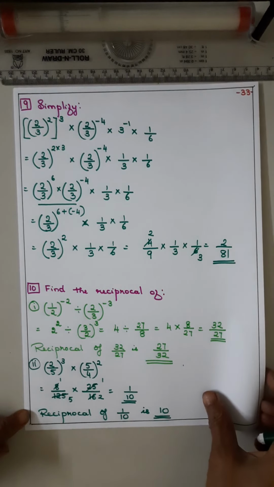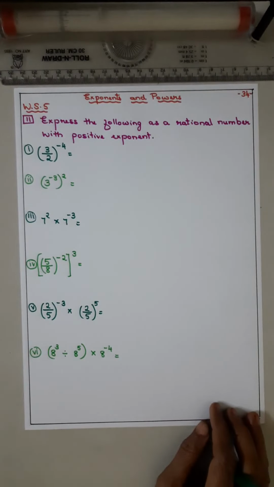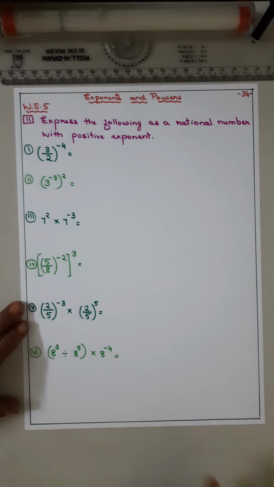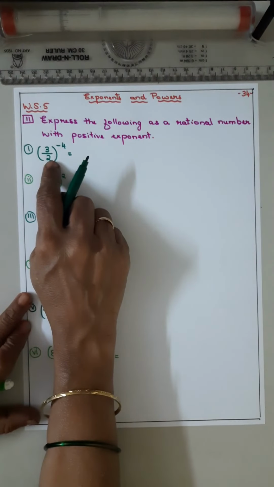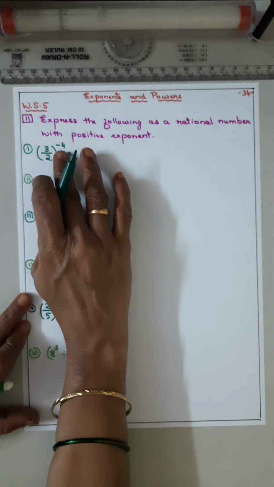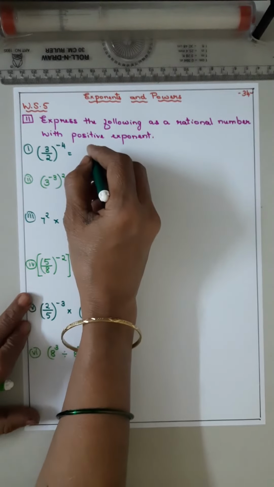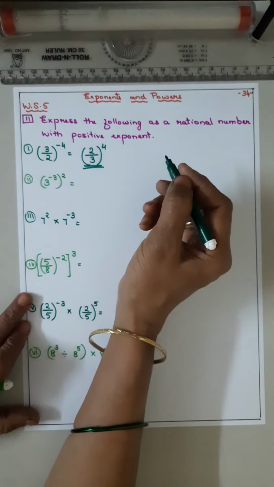Hope everyone is understanding. Now coming to the question number 11. Express the following as a rational number with positive exponent. तो नेगेटिव एक्सपोनेंट को पॉजिटिव करने का, ठीक है, नहीं तो उसको सॉल्व करके पॉजिटिव एक्सपोनेंट करने का. इधर ऑलरेडी दिया है, कुछ भी कैलकुलेशन कुछ नहीं है, डायरेक्टली द नेगेटिव को पॉजिटिव करने का. कैसे करने का? द रेसिप्रोकल 2/3 एंड द पावर इज पॉजिटिव 4.